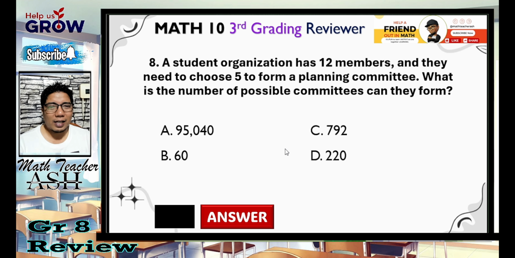A student organization has 12 members and they need to choose 5 to form a planning committee. What is the number of possible committees they can form? Is it A, 95,040, B, 60, C, 792, or D, 220? I'll give you 5 seconds to think about your answer.